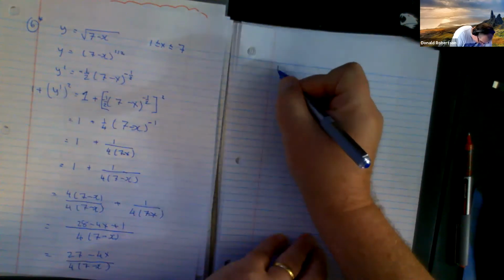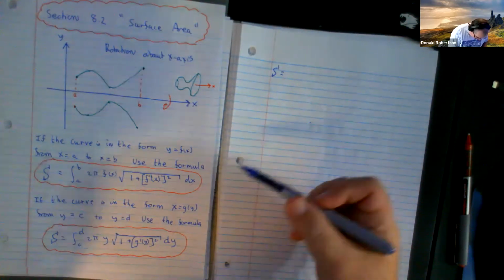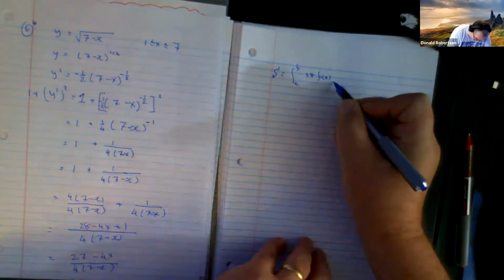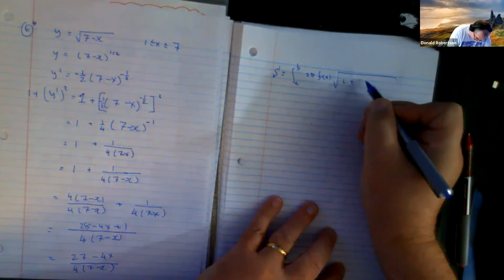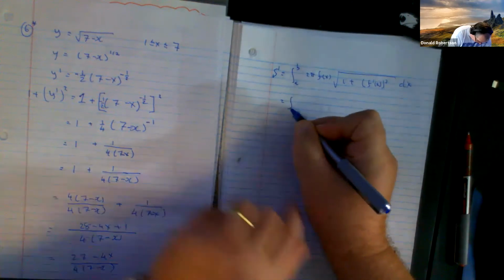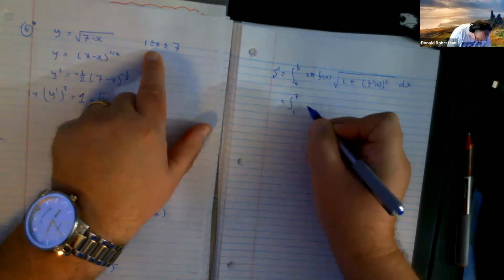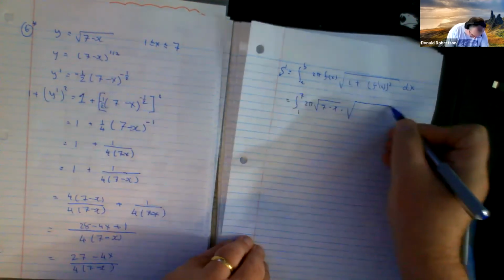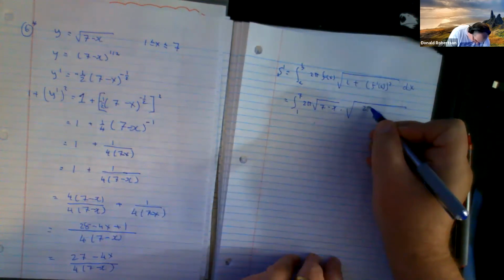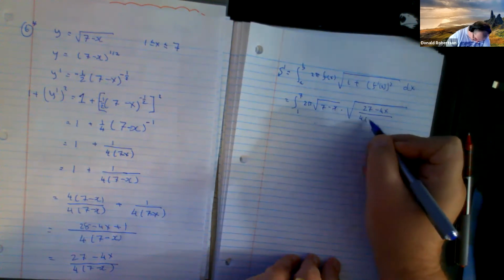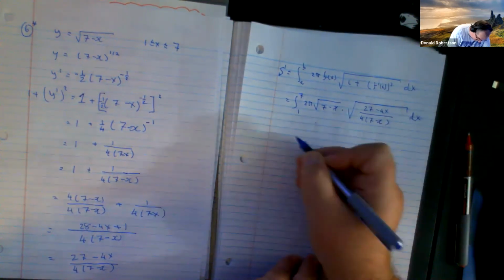So the surface area is going to be the integral from a to b, 2 pi f of x, the square root of 1 plus the derivative of f of x squared. So it's going to be the integral from 1 to 7, 2 pi f of x times the square root of this rather messy looking fraction. I'm going to pull the 2 pi out.